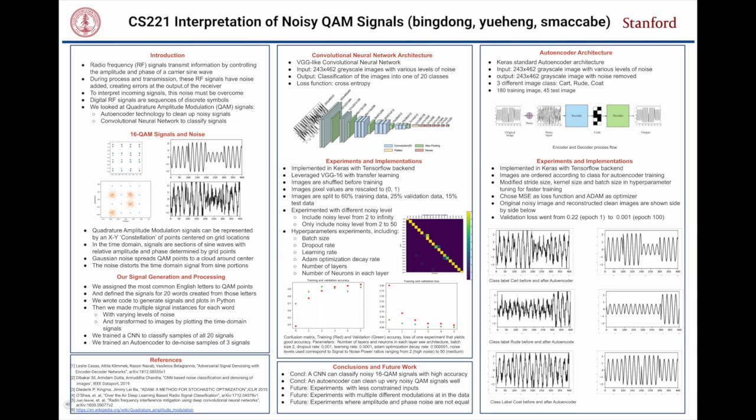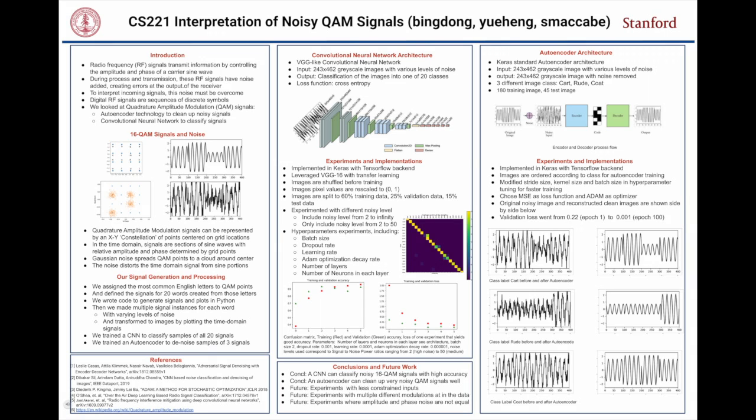Our final hyperparameters are batch size 2, dropout rate 0.001, learning rate 10 to the minus 4th, Adam optimization decay rate 10 to the minus 6th. We are getting 96% training accuracy and 93% validation accuracy. Confusion matrix for the test set is shown in the poster.